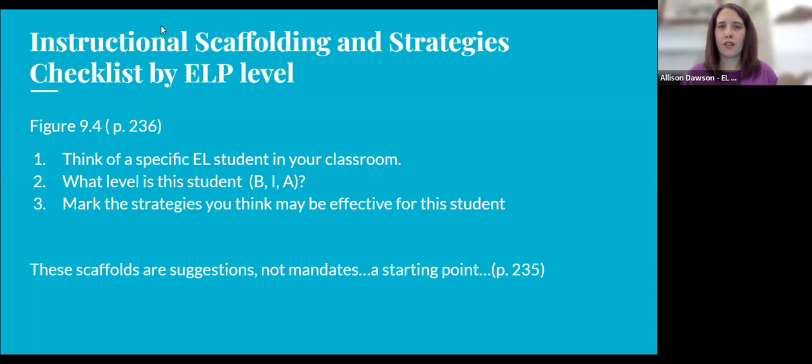For beginning level students, those sentence frames, just helping them get started and focus on the content, setting up the language, word walls and word banks. Awesome. Picture frames. Using pictures, matching words, modeling to facilitate learning, word walls.